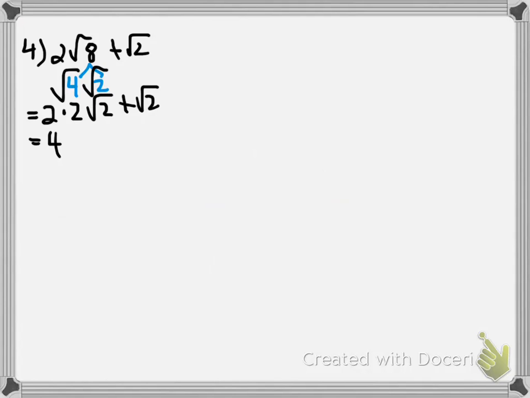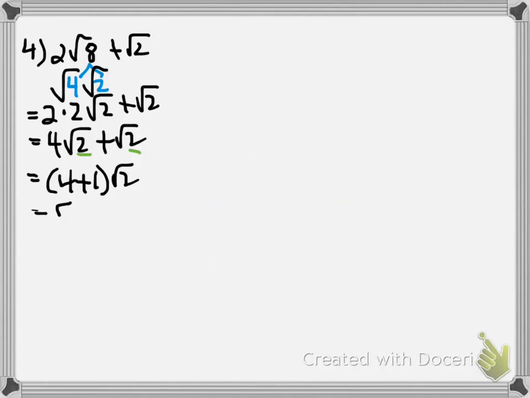So simplifying, we get 4 radical 2 plus radical 2. Now that we have a match with our radicands, we can go ahead and combine the coefficients. So 4 plus 1 radical 2 gives me 5 radical 2 as the answer.